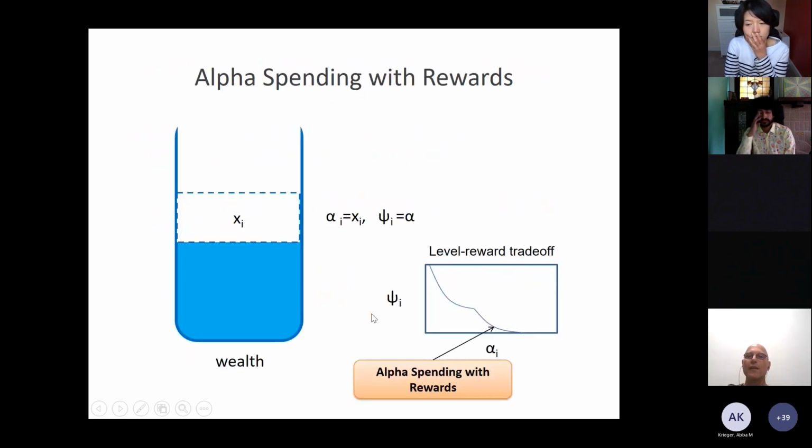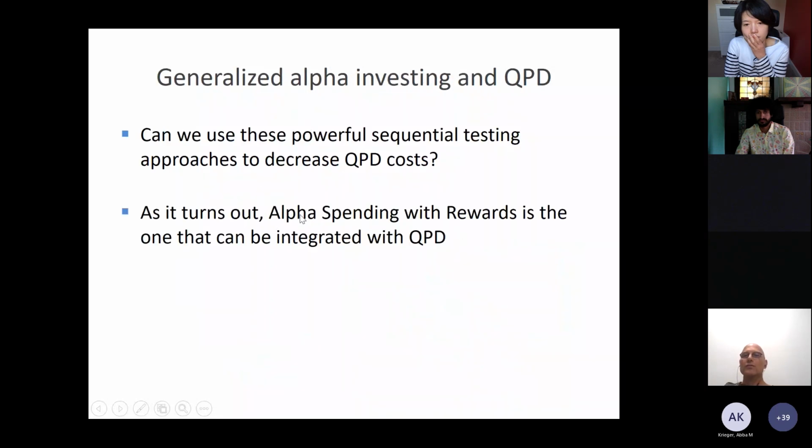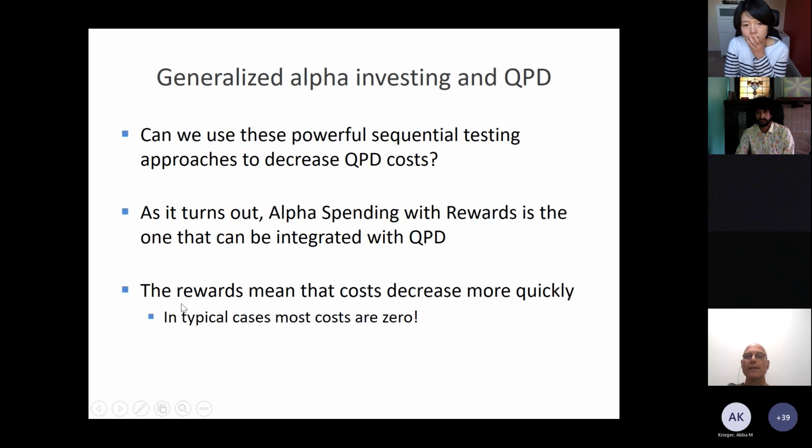So the relevant variant is what we call alpha spending with rewards, which is some variant of generalized alpha investing. The details I don't think are important, but the point is that we can use alpha spending with rewards within the QPD scheme and control MFDR. And we're getting rewards, meaning the cost decreases more quickly. If we're lucky and we get rewards, in fact, we can make the use free. And as long as we keep getting rewards, we can keep the cost free.